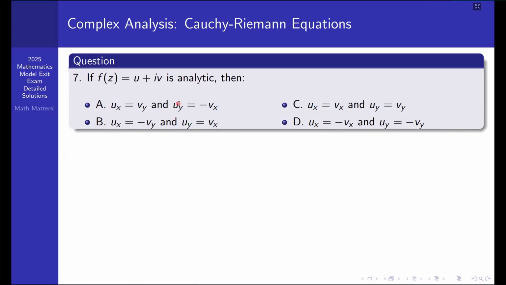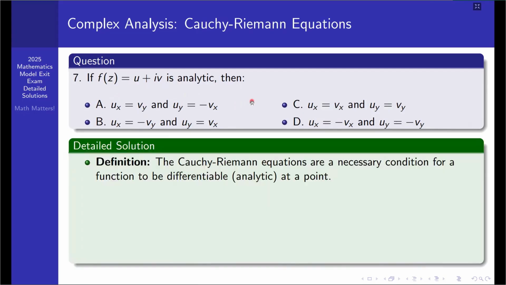Question number 7. If f of z is equal to u plus iv is analytic, then which of the following alternatives must be satisfied? Let us see this definition first. We know that the Cauchy-Riemann equations are a necessary condition for a function to be differentiable or analytic at a point.